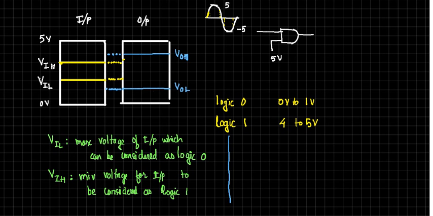This one is NML. The difference between VOH and VIH is called the noise margin for high, NMH, and this one is called the noise margin low. What do we expect, and what should be the ideal condition? Noise margin must be 0, is it? What should be the ideal condition, you tell me?